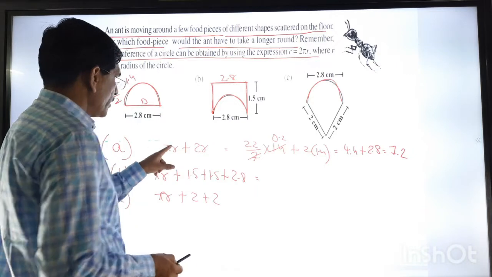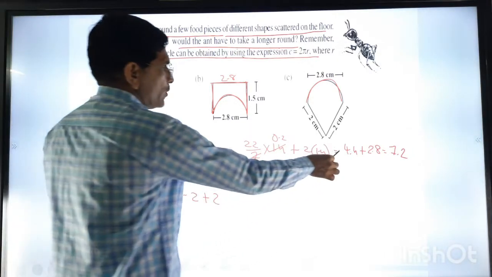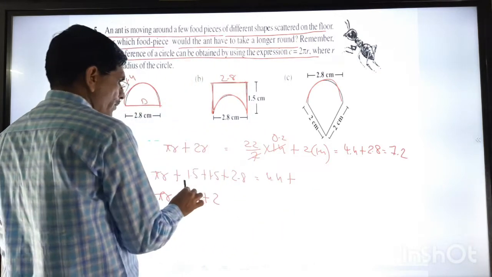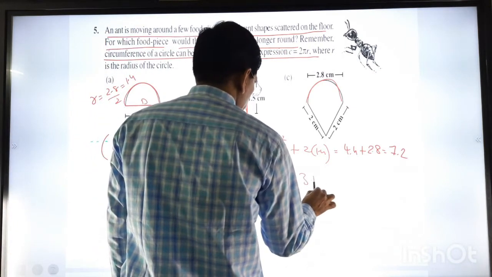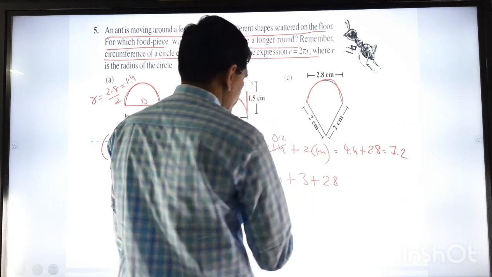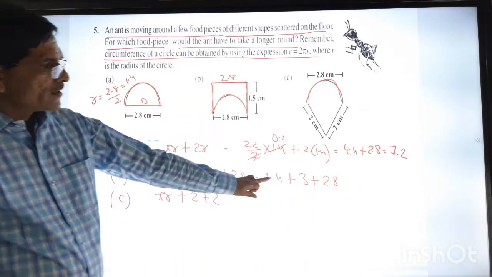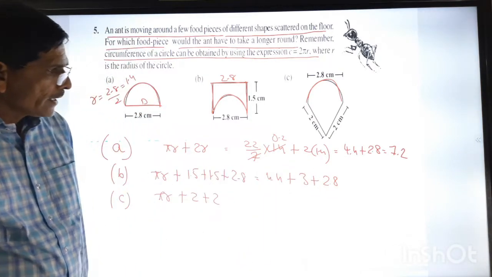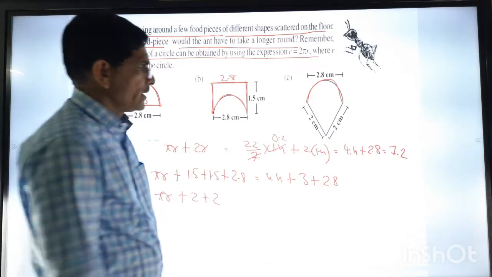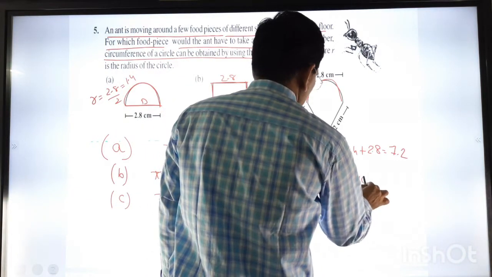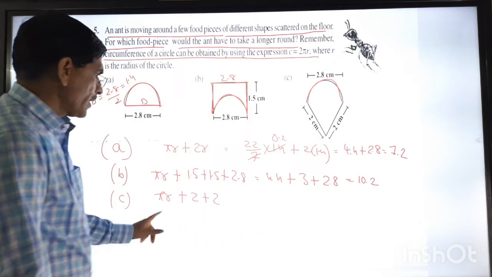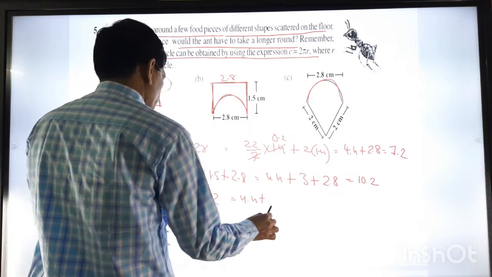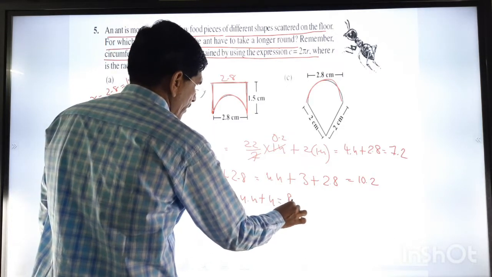Now try one more sum here. Again pi r. Already we have got pi r, that is, everywhere I have to use 4.4. So 4.4 plus 1.5 plus 1.5, that is 3. 3 plus 2.8. Now add this. 4 plus 3, 7. 7 plus 2, 9. And 9 and 1.2, so that is 10.2. Here again 4.4 plus 4, that is 8.4.